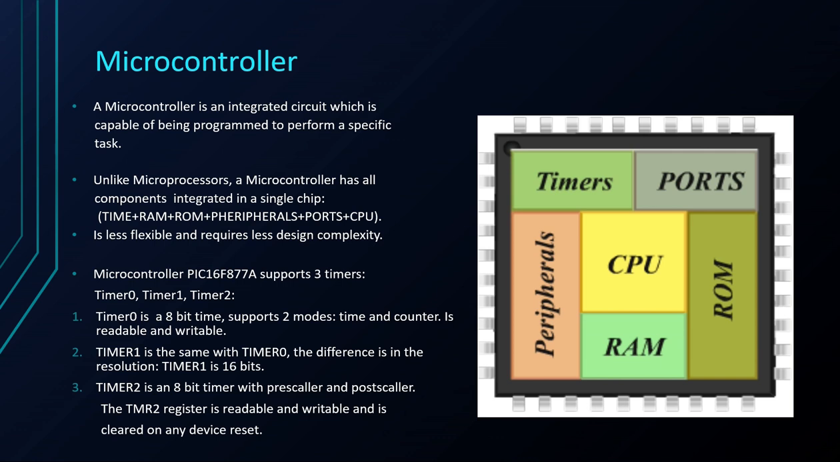This microcontroller, PIC16F877A, supports three timers: Timer 0, Timer 1, and Timer 2. Timer 0 is an 8-bit timer. It supports two modes, timer and counter. It's readable and writable. Timer 1 is the same as Timer 0, the difference is in the resolution. Timer 1 is 16 bits. Timer 2 is an 8-bit timer with prescaler and postscaler. The Timer 2 register is readable and writable and it's cleared on any device reset.